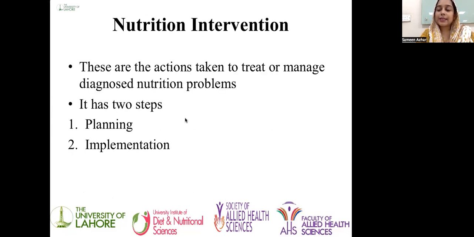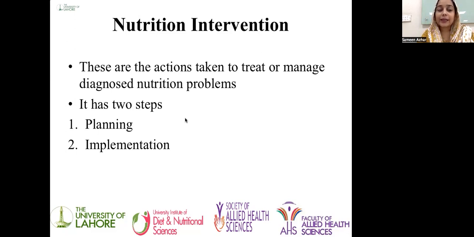The third and next step of the nutrition care process is nutritional intervention. Intervention comes from the word intervene, by which we mean that we now need to interfere in the problem that we have just diagnosed. So we made a thorough assessment, then we diagnosed the problem, and now we are going to solve this problem to our best potential. Intervention is going to comprise 2 steps: planning and implementation.